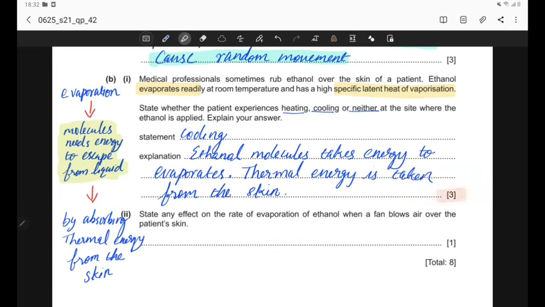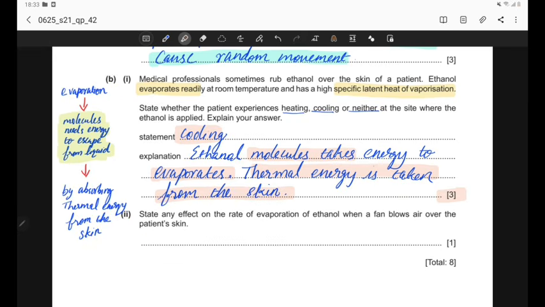Out of 3 marks, 1 mark is for writing the statement and the 2nd mark for writing the ethanol molecules take energy to evaporate. You should mention the process of evaporation happening here. And the 3rd mark is for writing thermal energy is taken from the skin.